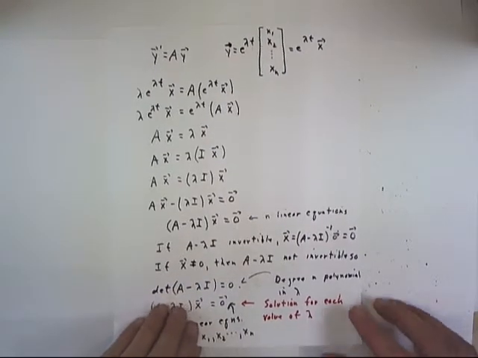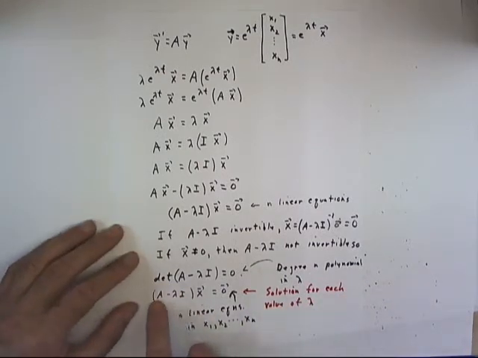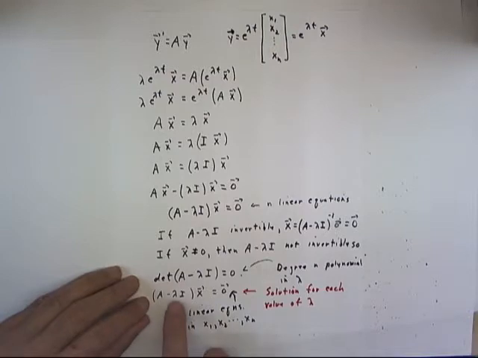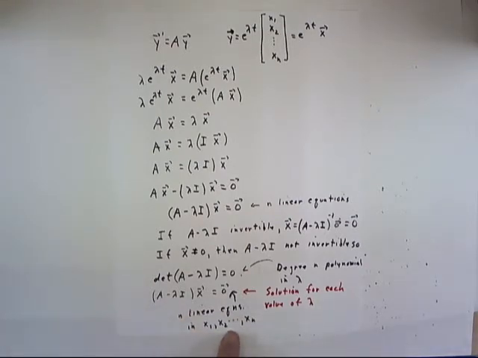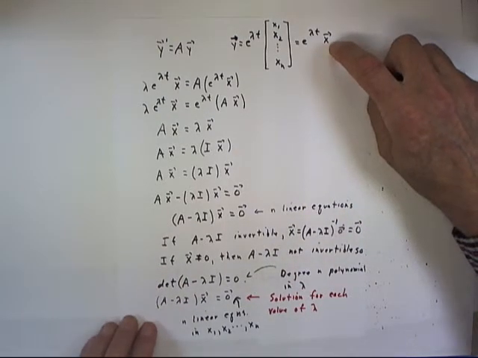Every one of those solutions gives us a different set of equations: A minus lambda I times the x vector equals the 0 vector. So every different value of lambda gives us a different system of equations. But in any case, every solution for lambda does give us n linear equations in x1 through xn. So we have at least the potential to get n different solutions for the x vector. So there are n possible solutions for x vectors.